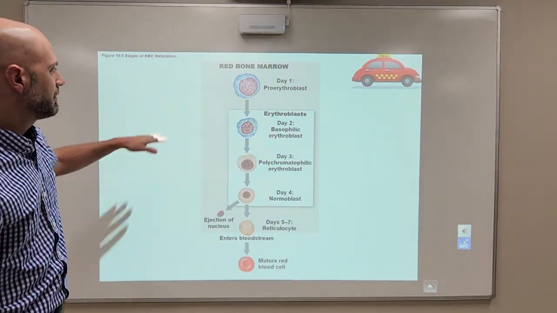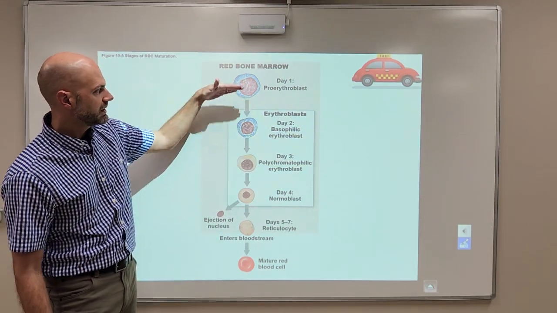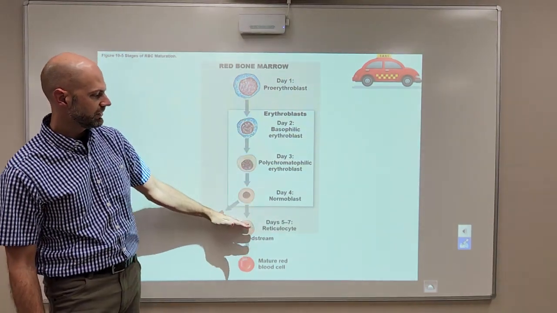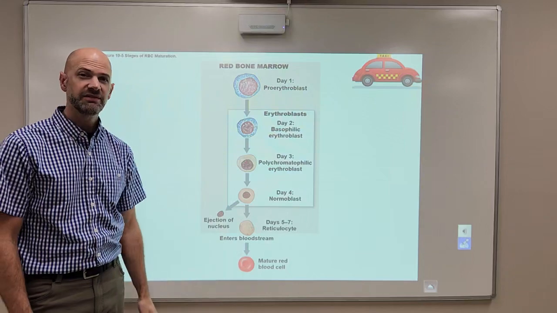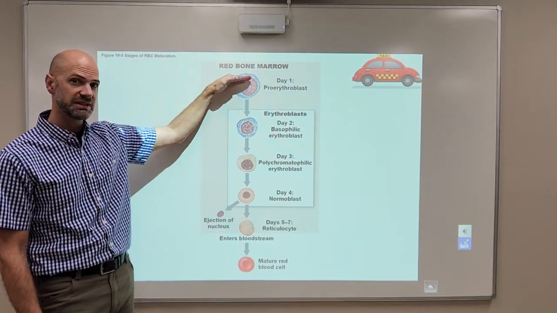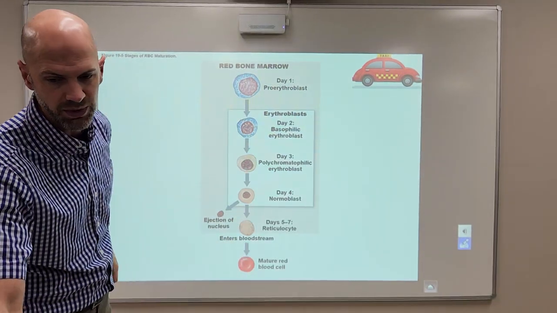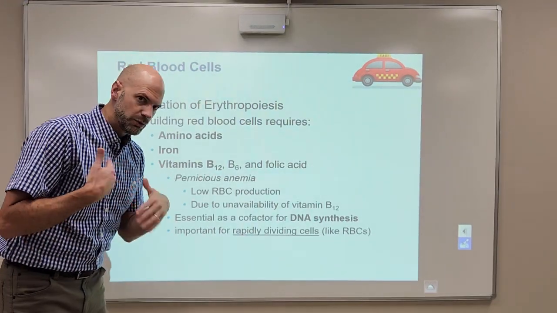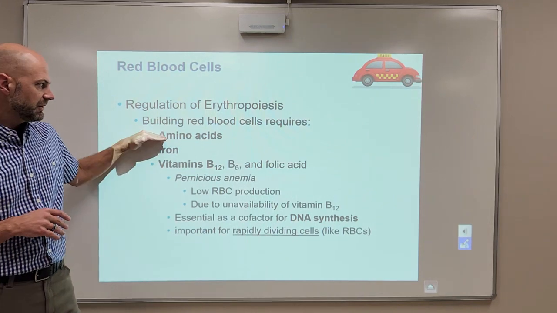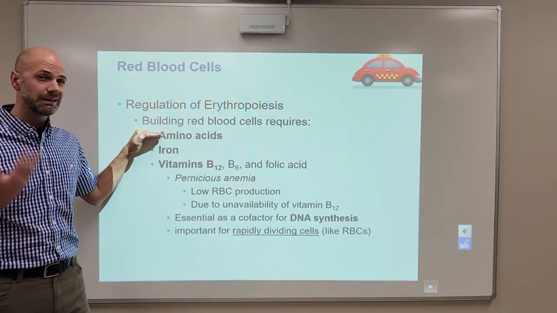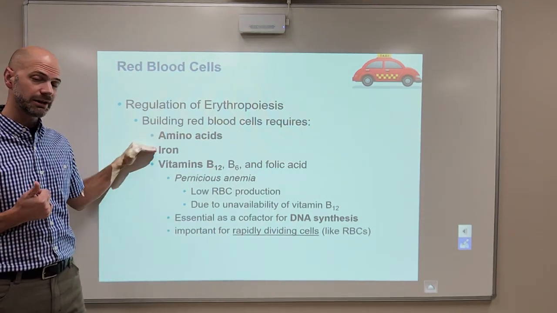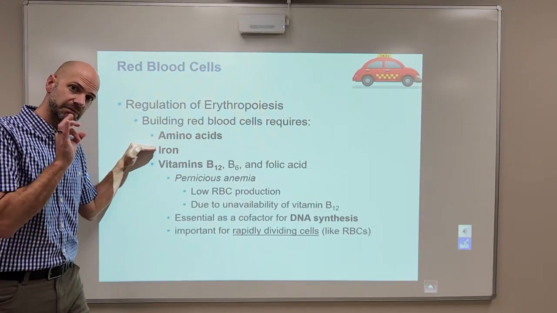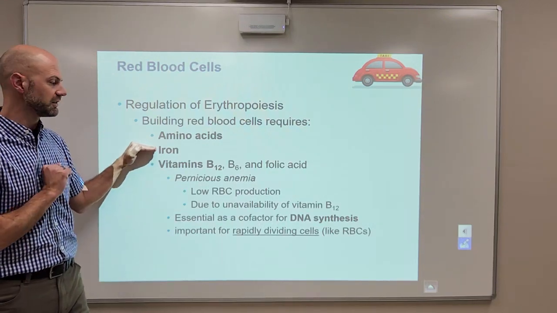Alrighty, so here's that process. Day 1, day 2, day 3, day 4, 5 through 6. So about 7 days to differentiate from the stem cell down to a mature red blood cell. What do we need to make a red blood cell? We need amino acids because we're making a lot of hemoglobin. We need iron because we need to insert an iron molecule into the heme group of the hemoglobin.